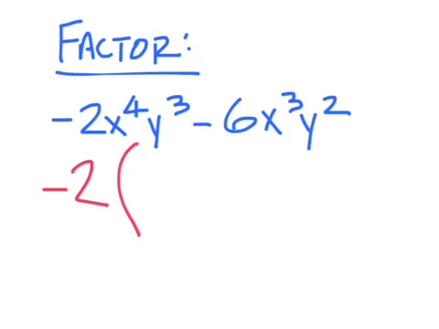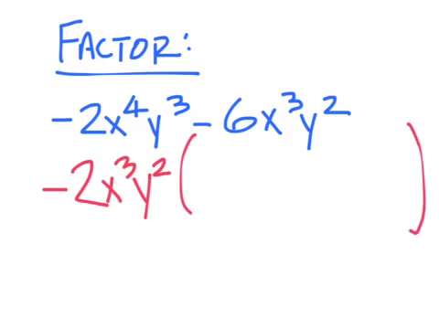Negative 2, and I've got to go back and take this out real quick. I put parentheses in before I was ready. We haven't finished factoring this out yet. What is the lowest power of x? X to the third, and what about y? Y to the second. Alright, now negative 2, as we already said, negative 2 times 1 is negative 2. So you don't have to write the 1 unless there's nothing else to put there. X to the third times what is x to the fourth?